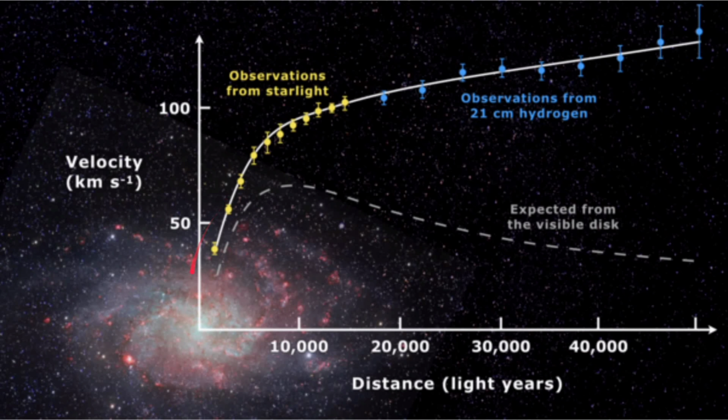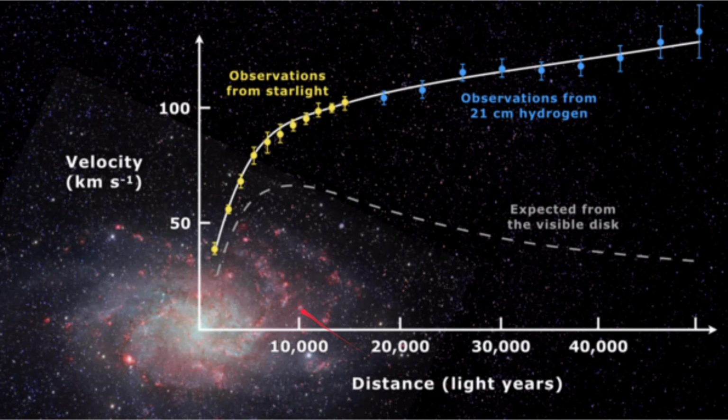So in this graph, this axis is the velocity or the speed. The velocity is shown in kilometers per second. This velocity tells us how fast that part of the galaxy is rotating. And in this axis is the distance. It is shown in light years. The distance tells us how far the part of the galaxy is from the center.